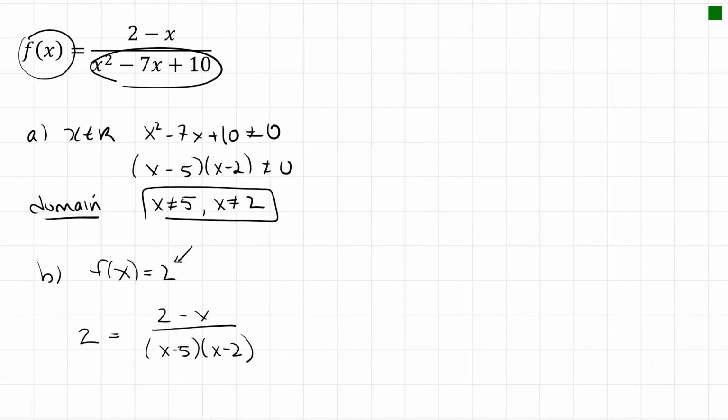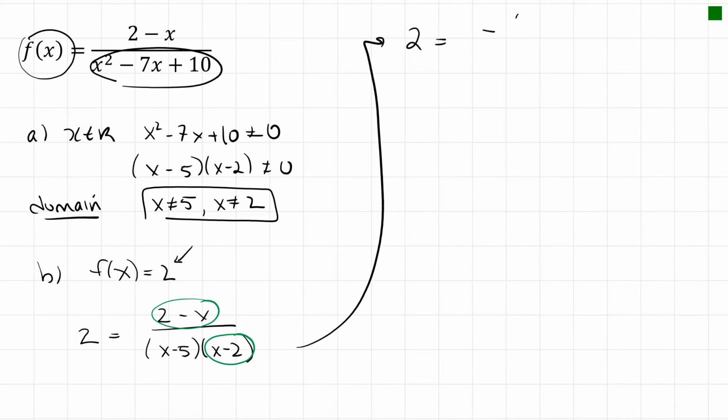Now before I start solving away, I notice that this and this are factors that are very close. I can switch the order of the numerator by pulling out a negative. So I have 2 equals, and I pull out the negative, and I switch the order, and that allows me to cancel these and get a much simpler equation.